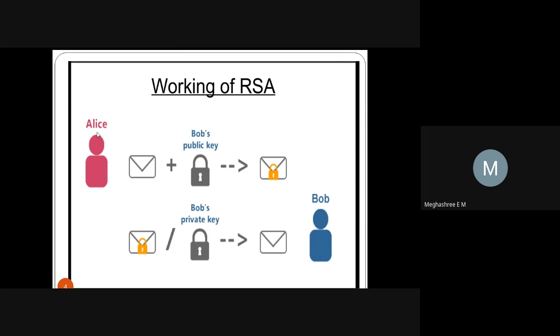Say, consider this is one user and this is another user, Alice and Bob. These two people want to communicate. They want to share some data. So Alice wants to send data to Bob. If we are using the RSA algorithm, she will create the message first, and then using Bob's public key, she will encrypt the data.